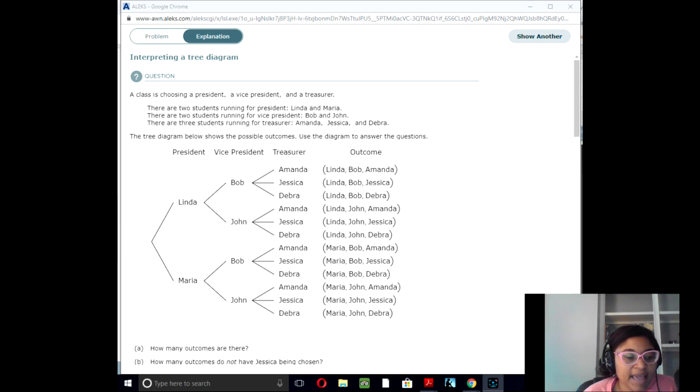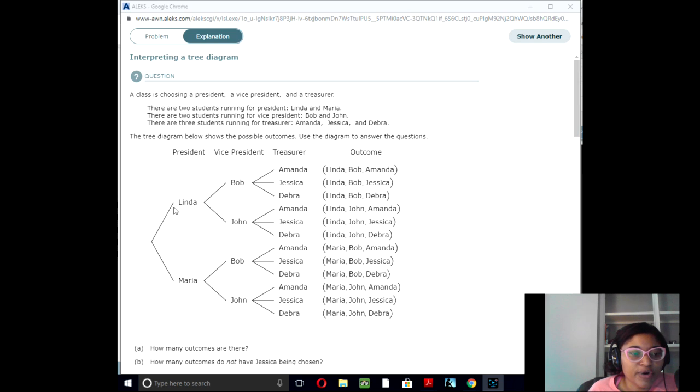So question A asks, how many outcomes are there? So we'll start with laying out who all is running for what. As you can see here, they have the president here, Linda and Maria, the vice president, Bob and John. Then we have the treasurer, Amanda, Jessica, and Deborah. So now you see these are all the people that are actually running for different positions.